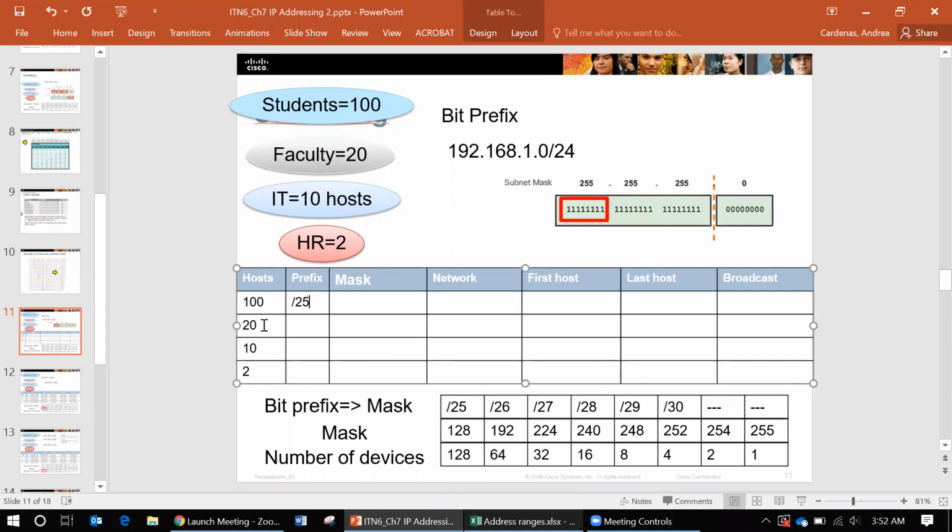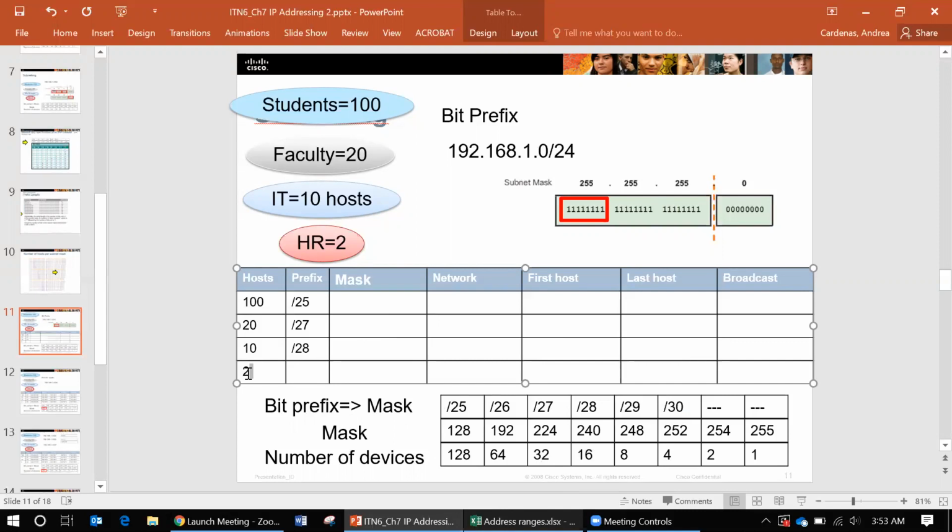Okay, what about 20? Can we use 128? We could, but that's way too much. So what about 64? What about 32? That sounds better. Let's see if we can go a little lower. Well, 16 is not enough. So we have to use a /27. So we go ahead and put our /27 here. And our next amount of hosts that we need is 10. So then we look on our chart here. 8 is too small. So 16 would work out great. So we're actually going to use a /28.